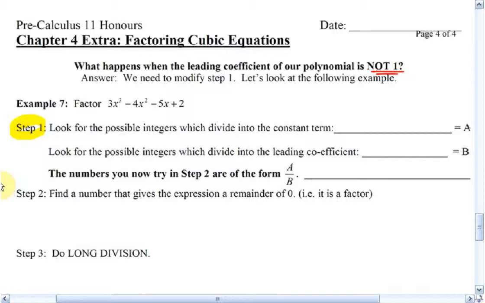Okay, step 1 is a little bit different, but the first part's still the same. Look for the possible integers which divide into the constant term. My constant term here is 2, so what times what gives you 2? 1 and 2. Don't forget the plus minus.